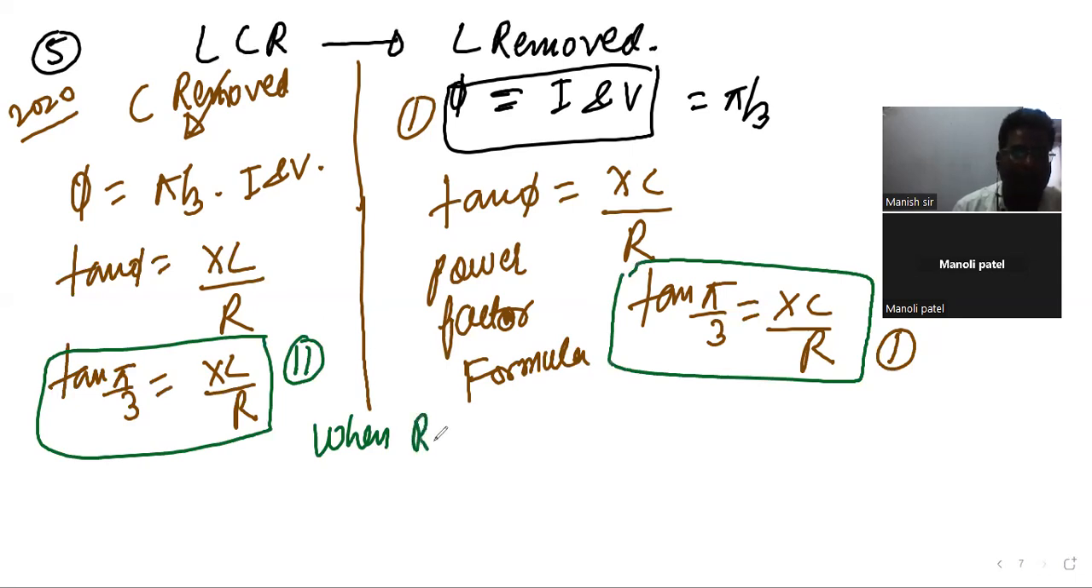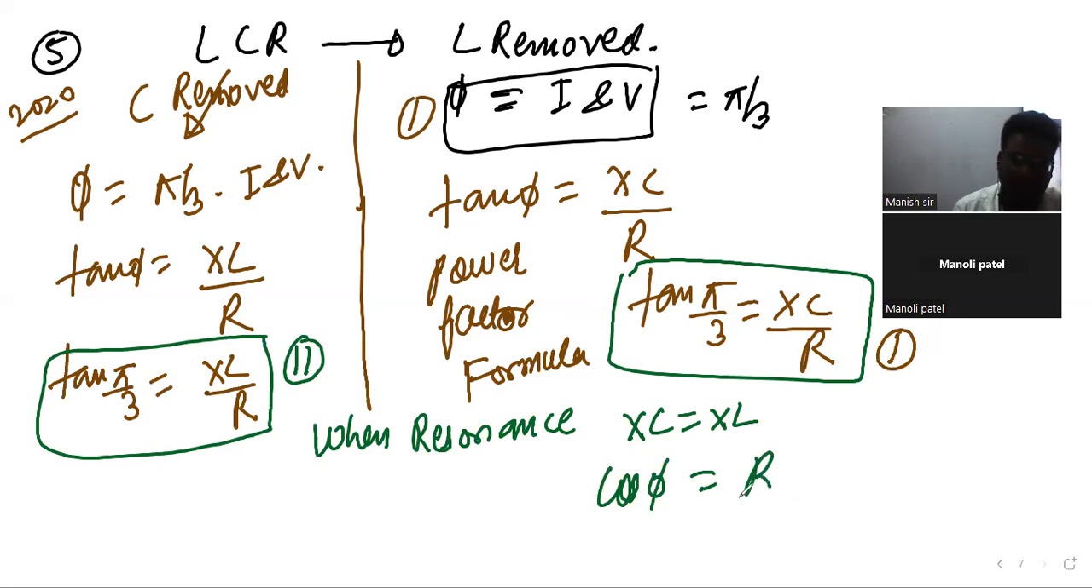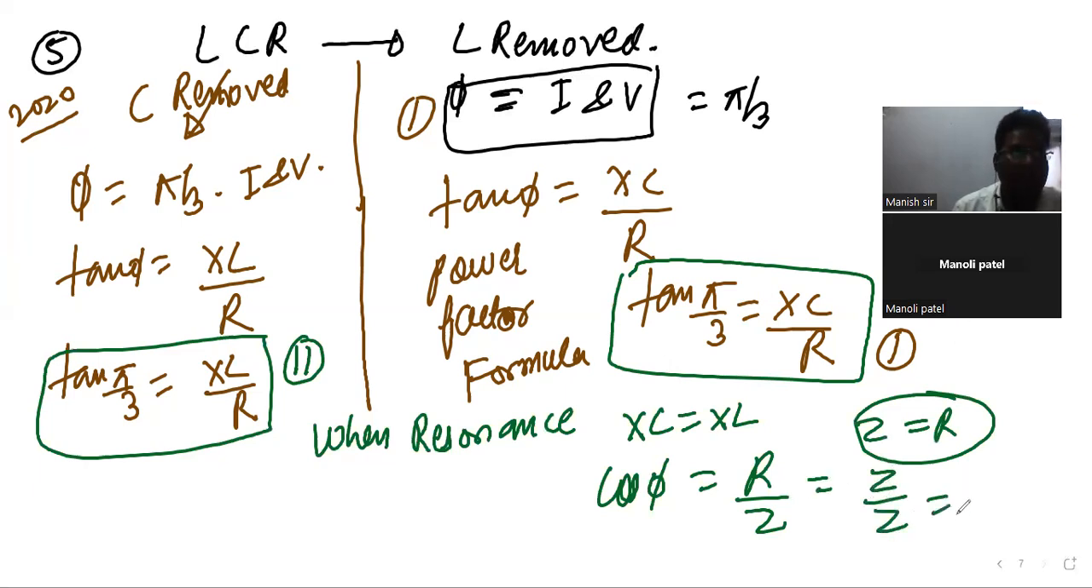So when the circuit is at resonance, XC will be equal to XL, right? Then power factor will be given as cos of phi is equal to R upon Z. At that time Z becomes equal to R. So it is R upon R, it is coming out to be 1, right? So cos phi is equal to 1, which means phase angle is 0. So please write it down.